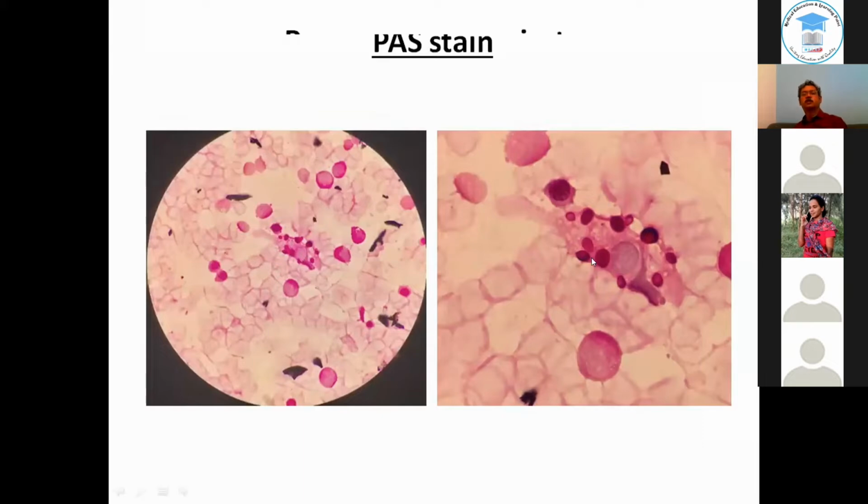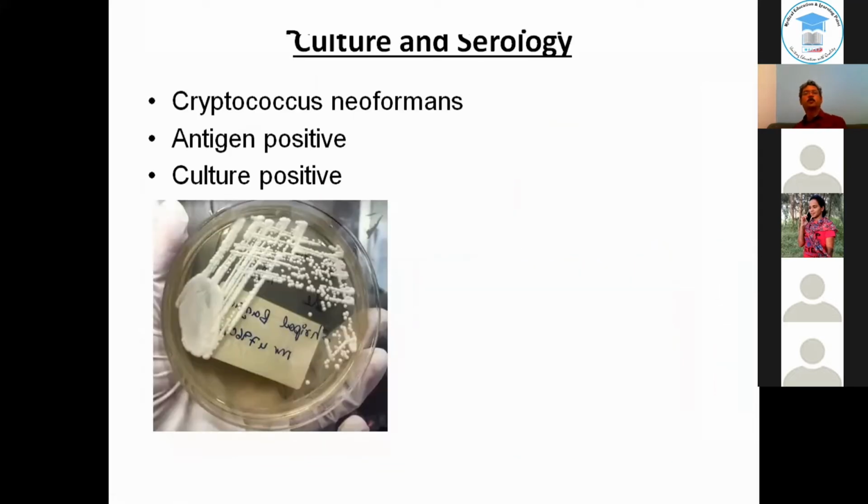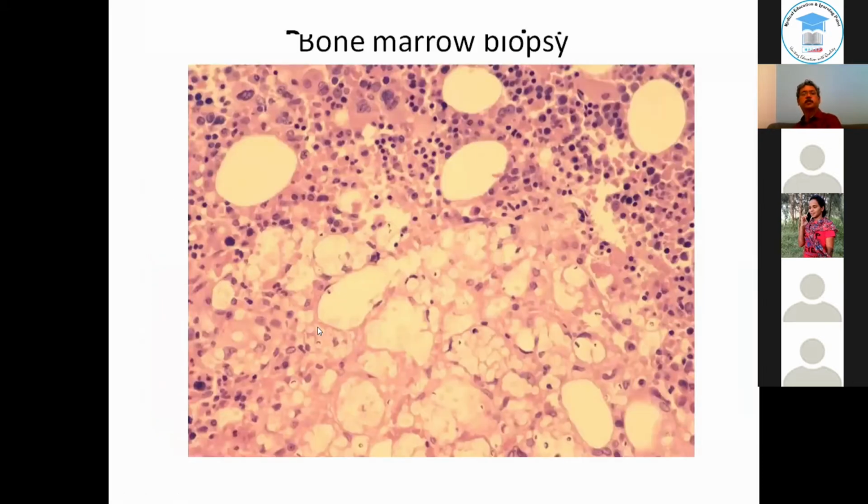The yeast forms stained pink with PAS stain. So with periodic acid Schiff, it's positive. It's positive with GMS also, and now you see so many of them. We didn't see too many of them on the H&E, and we are seeing so many of them out here. And we grew Cryptococcus neoformans on culture. It was also antigen positive. And this is apparently what a colony looks like. My microbiologist colleague gave me this.